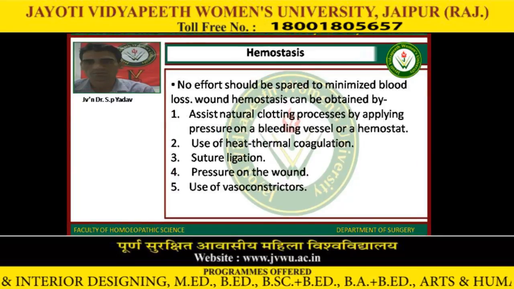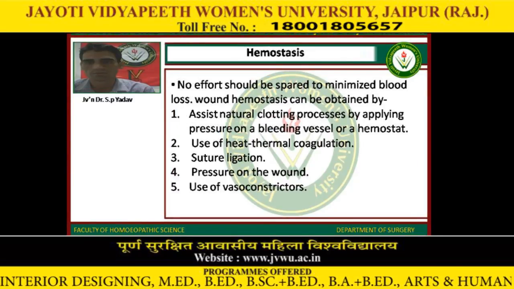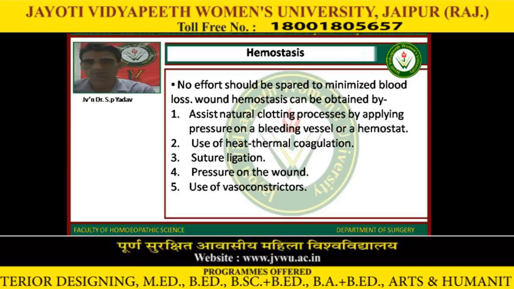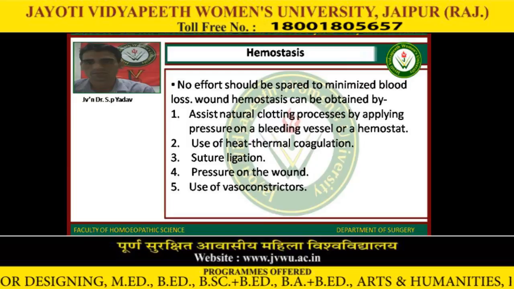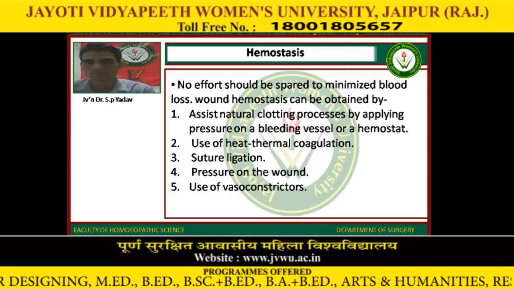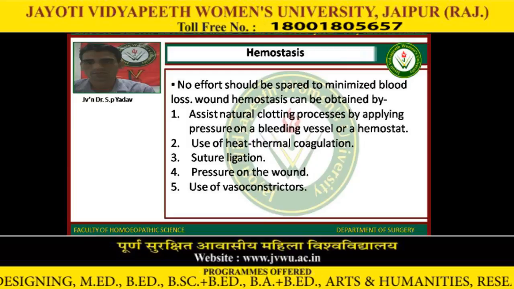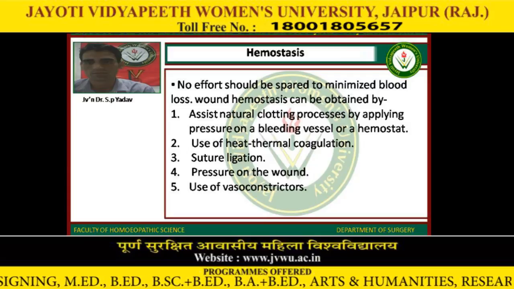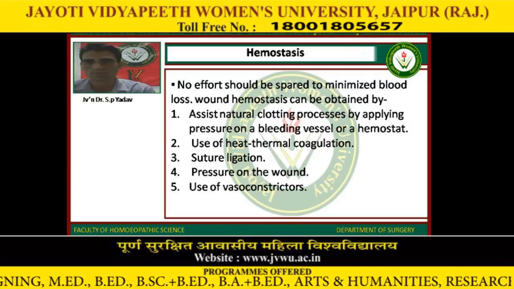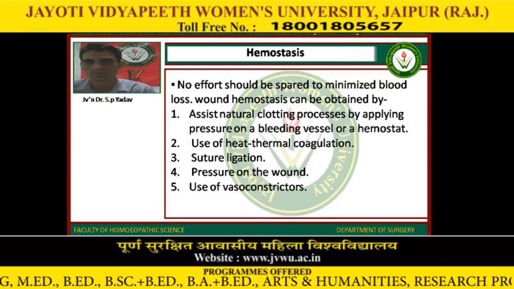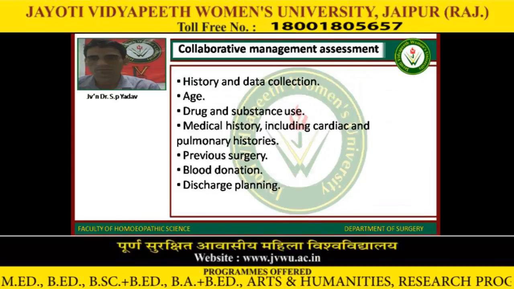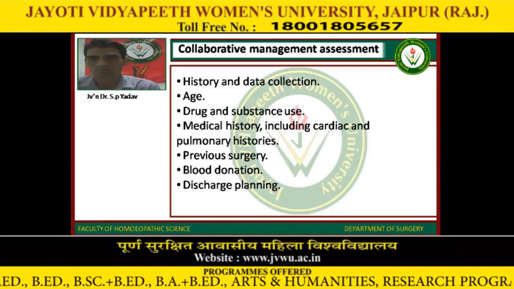Hemostasis. No effort should be spared to minimize blood loss. Wound hemostasis can be obtained by, first, assisting the natural clotting process by applying pressure on a blood vessel or a hemostat. Second, use of thermal coagulation. Third, suture ligation. Fourth, pressure on the wound. Fifth, use of vasoconstrictors.